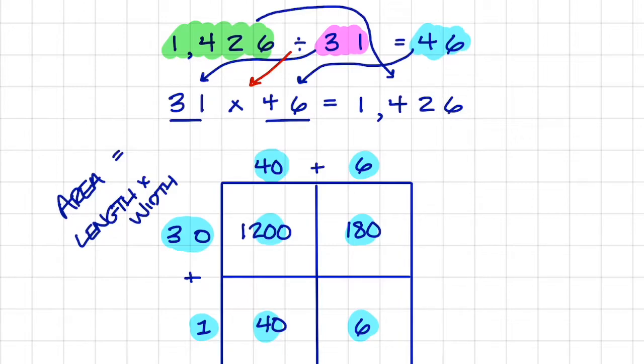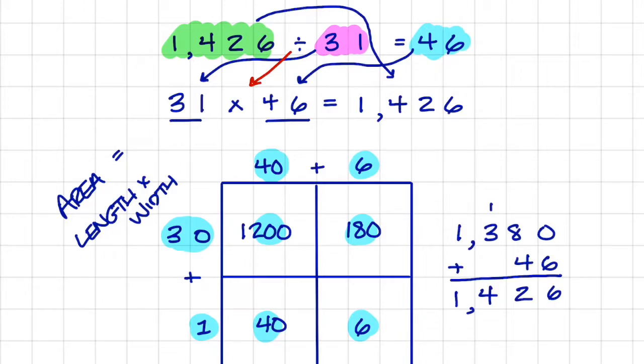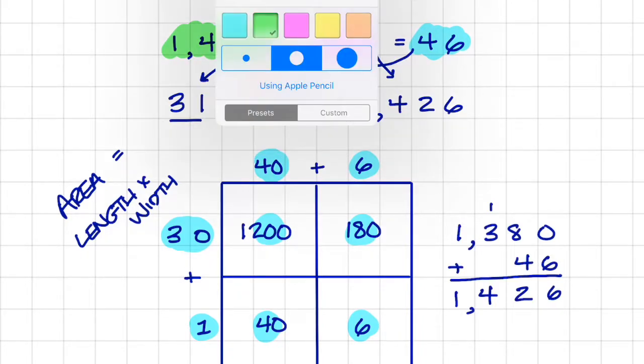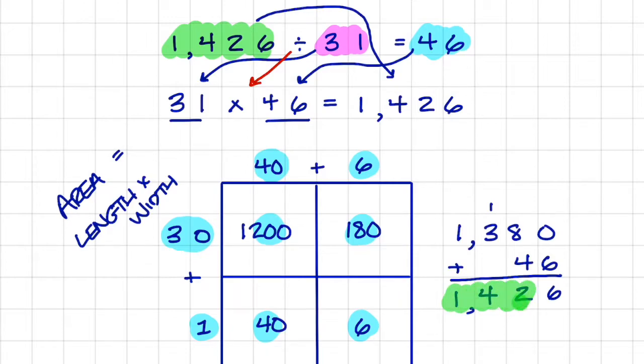Now you have the option to add them vertically or horizontally. With the space I have, I'm going to go horizontally. So I'm going to add 1,200 plus 180, which is going to give me 1,380. And then I'm going to add 46. Then I'm going to add these together. 6, 2, carry my 1.